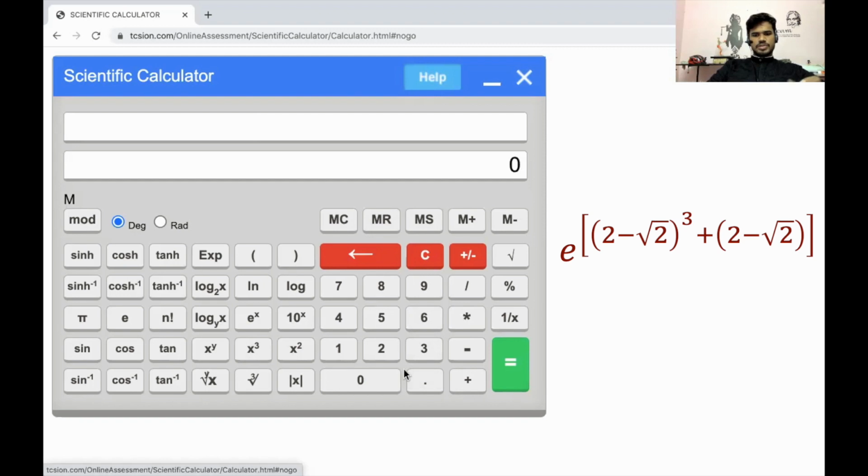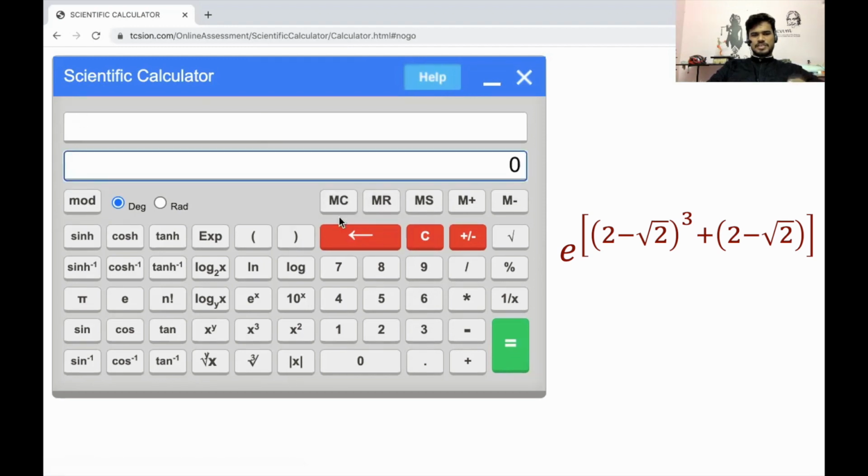Let me also do this one more time. 2 minus root 2 power cube. What is there in the memory? This is 2 minus root 2. We have saved it. If you don't know what is there in the memory, it's a good idea to clear it and start with a clean slate. Memory is removed. So 2 minus root 2, 0.58. Okay, fine.